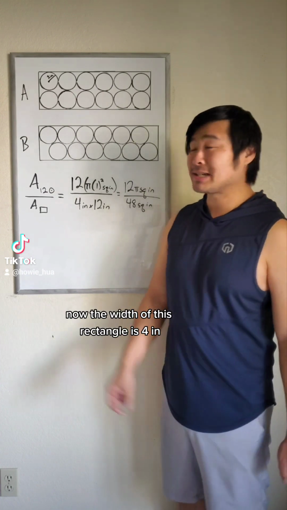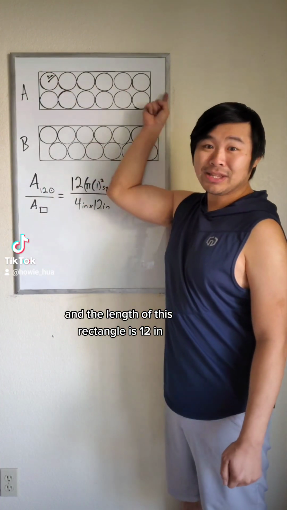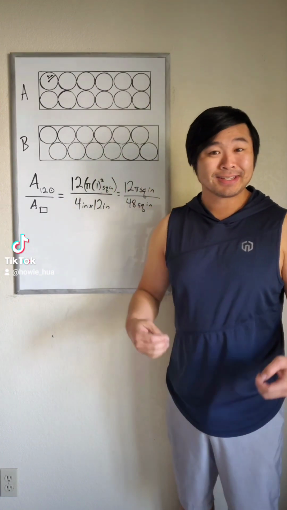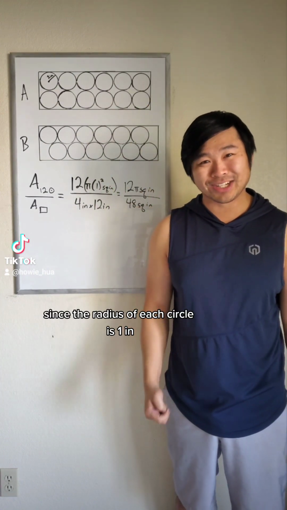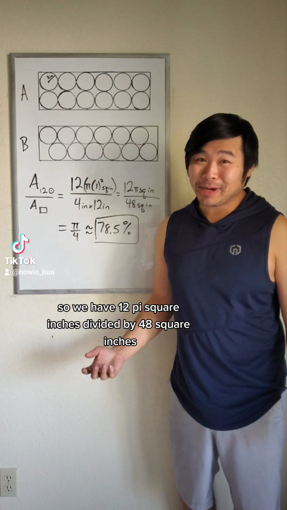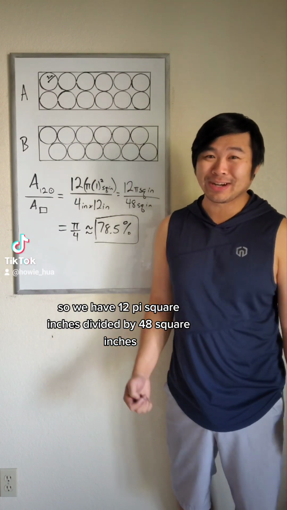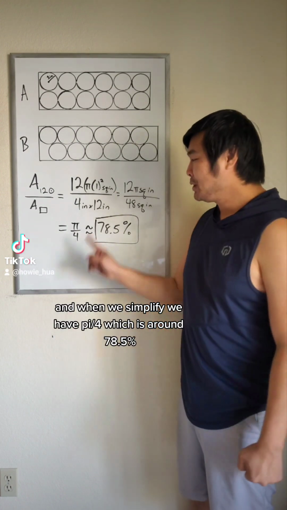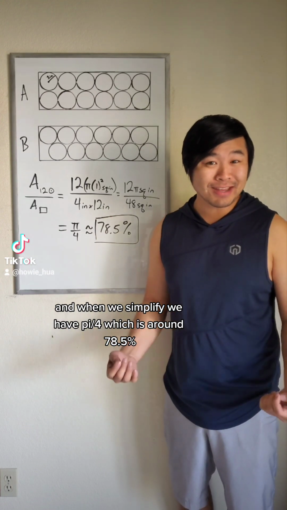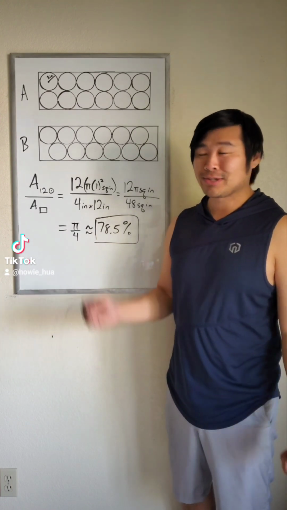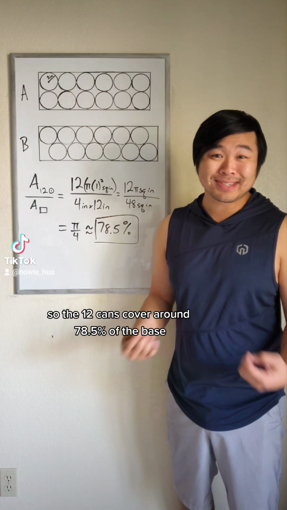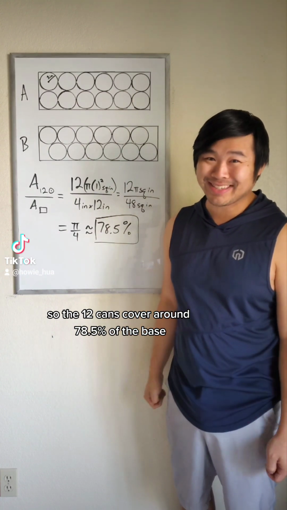Now, the width of this rectangle is 4 inches, and the length of this rectangle is 12 inches, since the radius of each circle is 1 inch. So we have 12 pi square inches divided by 48 square inches. And when we simplify, we have pi fourths, which is around 78.5%. So the 12 cans cover around 78.5% of the base.